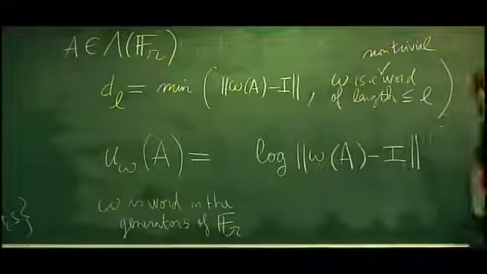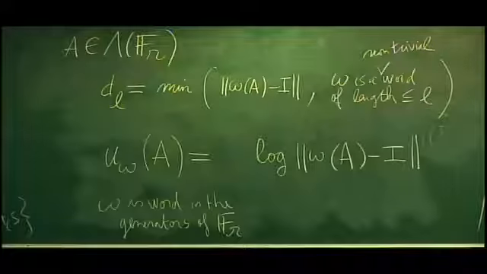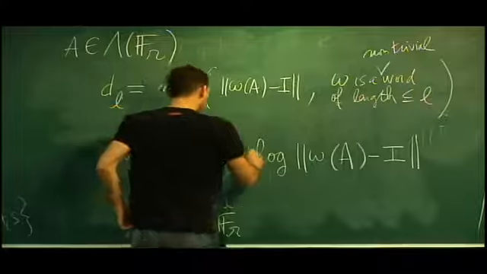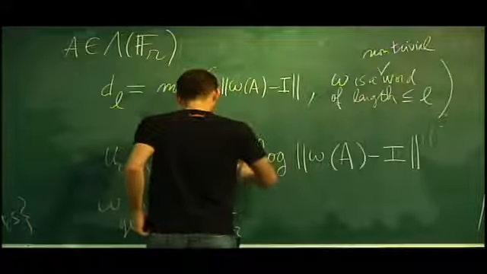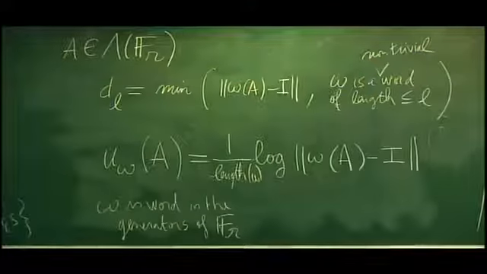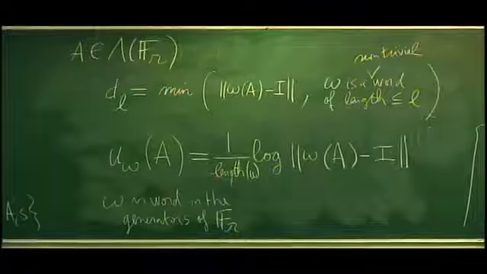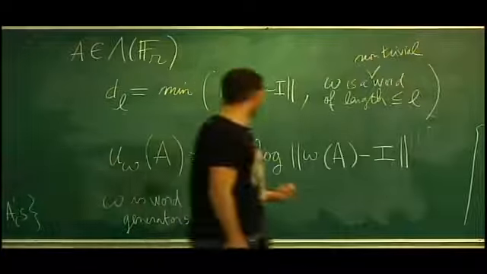I will denote it like this. And you divide this function by the length of omega. The length of omega is the number of generators that you have used to write your word as a reduced word. So you consider that function.